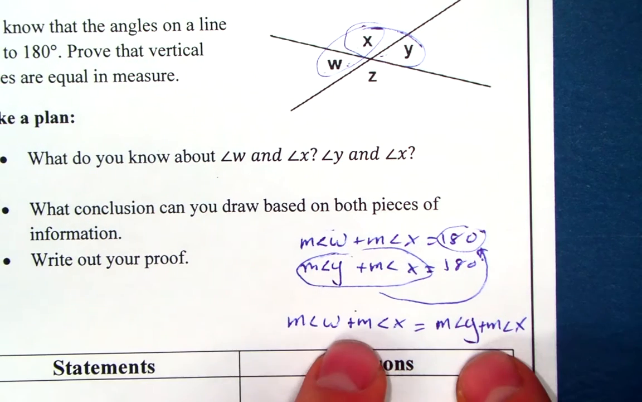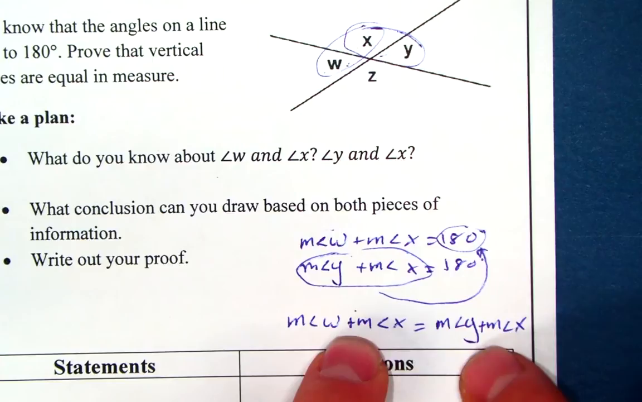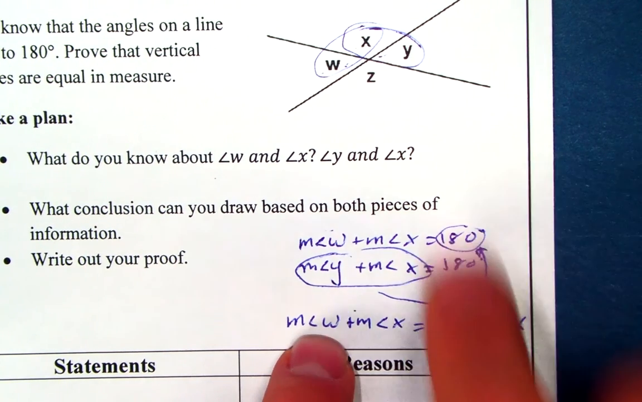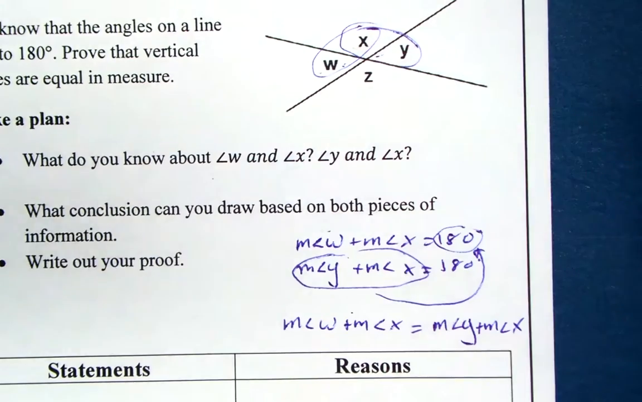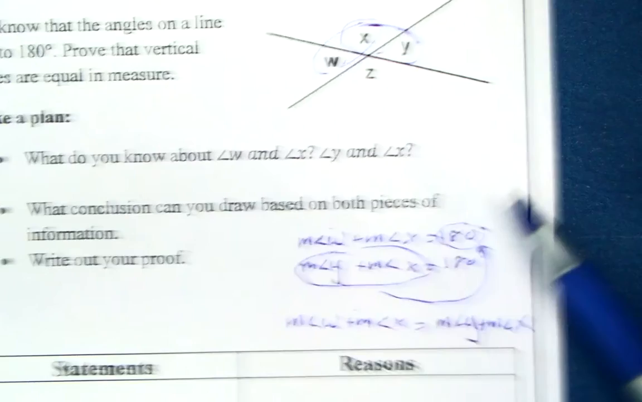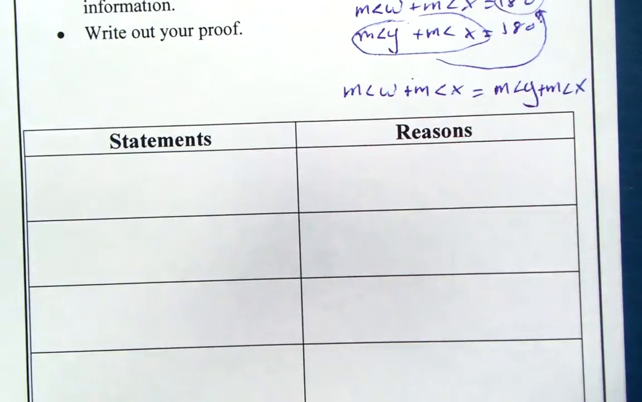Okay, well, now we have an equation. And what can we do with this equation? Well, we can take X away from both sides, and that says that the measure of angle W is equal to the measure of angle Y, and that's what we wanted to prove. Okay, so now we kind of have a plan. So now we're going to write it out formally.